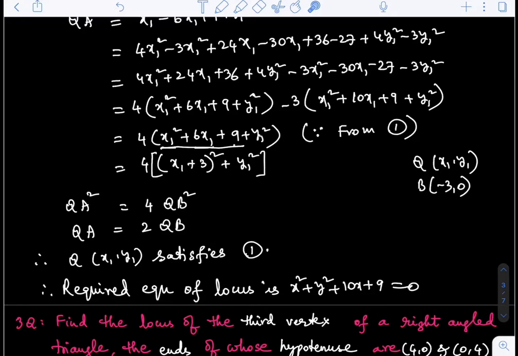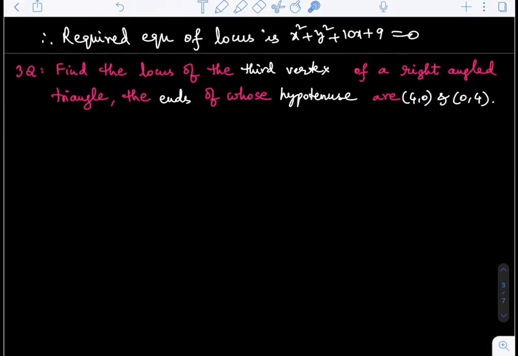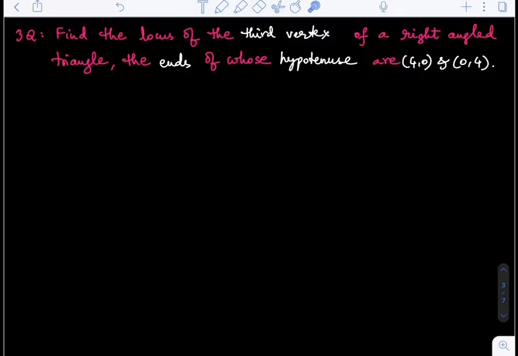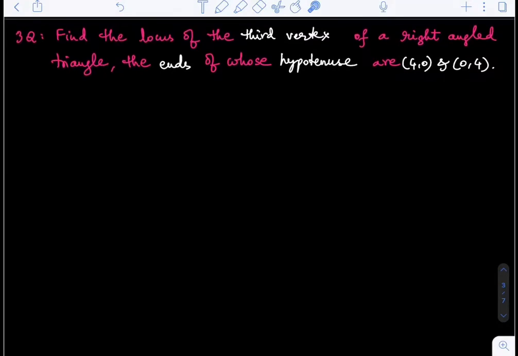Dear students, I think you got the point. Let us go to the third problem now. How to do this third problem? Let me read the question first. Find the locus of the third vertex of a right angled triangle, the ends of whose hypotenuse are 4, 0 and 0, 4.